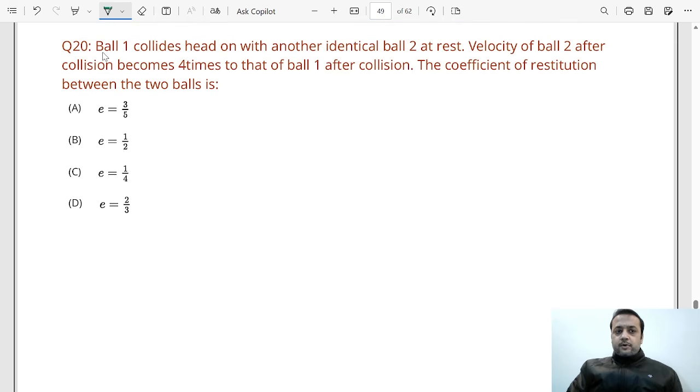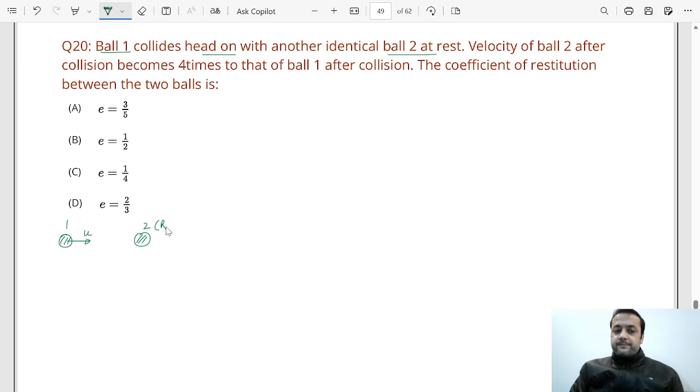Here what happens, there is a ball 1 which collides head on with another identical ball 2 at rest. The velocity of ball 2 after collision becomes 4 times that of ball 1 after the collision. The coefficient of restitution we have to find. So let's see, basically this is ball 1. Let's call this ball 1. It collides head on with another identical ball 2 at rest. So let us say it is coming at speed u. There's an identical ball 2 at rest.